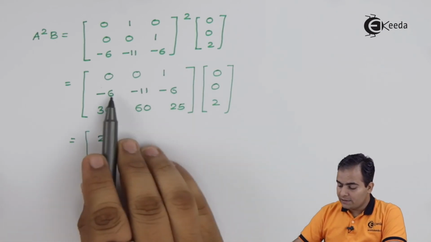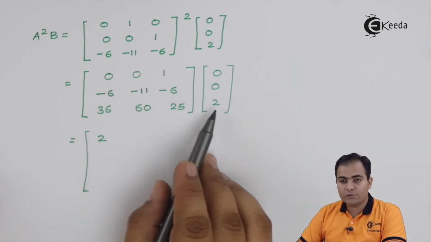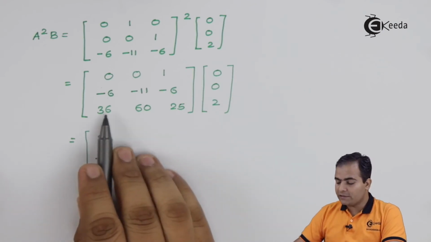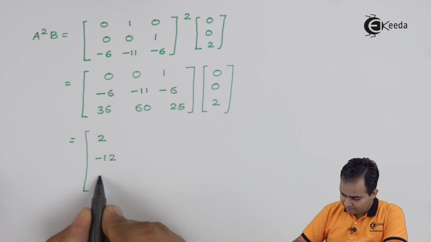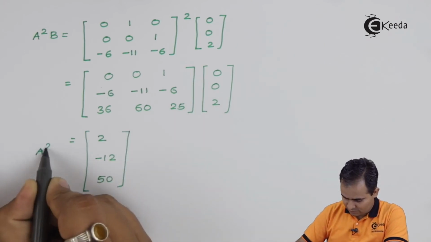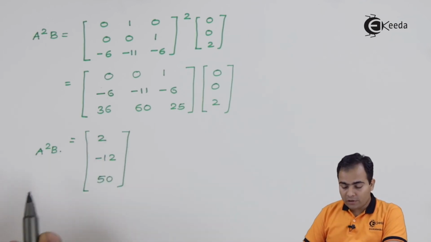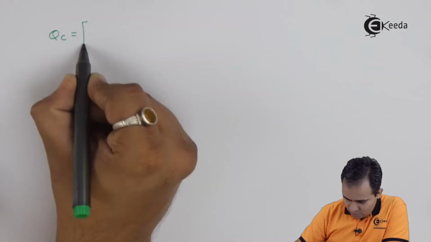2. Next, minus 6 into 0 is 0, minus 11 into 0 is 0, but minus 6 into 2 is minus 12. And again, 36 into 0 is 0, plus 60 into 0 is 0, but 25 into 2 is 50. So this is our A square B matrix. Now we will substitute all the B, AB and A square B matrix in my QC matrix.